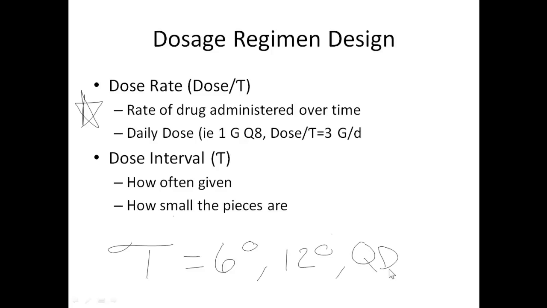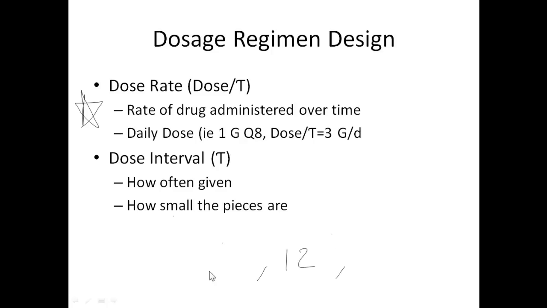You're not supposed to use QD. It should be Q daily. But as we know, they still sometimes do it. And then, of course, we see TID, which is 3 times a day. So that's really the two components that you need to know: dose rate, how much are they getting over time, and how often should they be getting this.